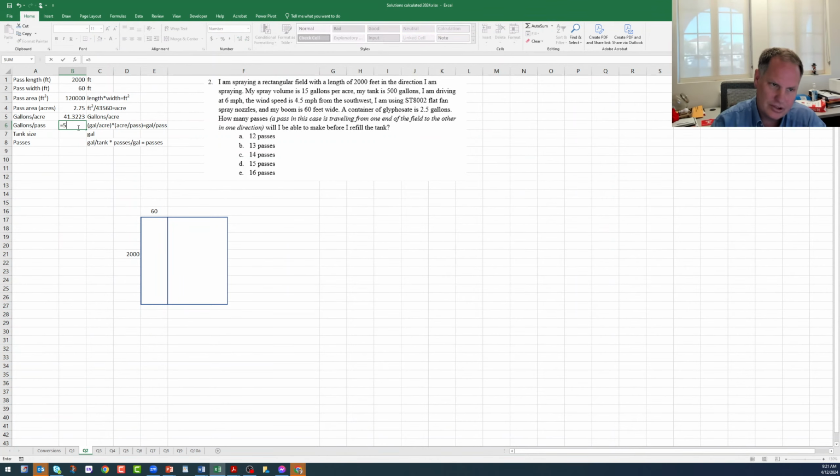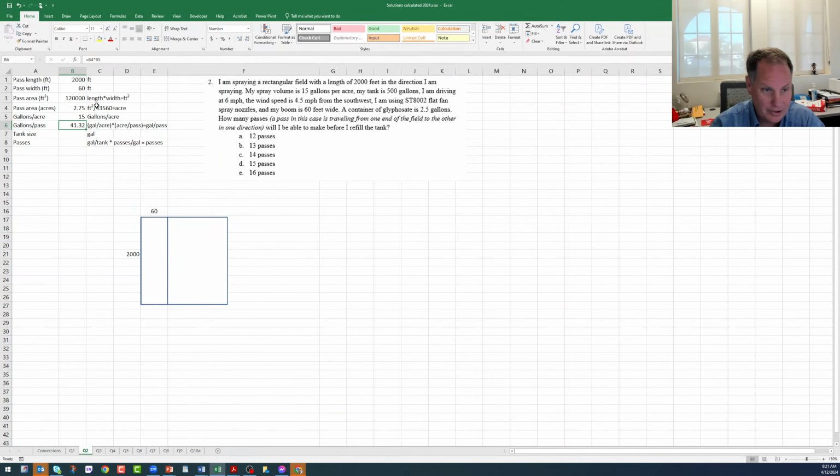So all I have to do is 500 gallons divided by gallons per acre, actually I'm skipping a step here. I'm jumping right to the answer. Gallons per pass is going to be my area in acres times my gallons per acre. I feel like I skipped a step. Let me back up just a second here.